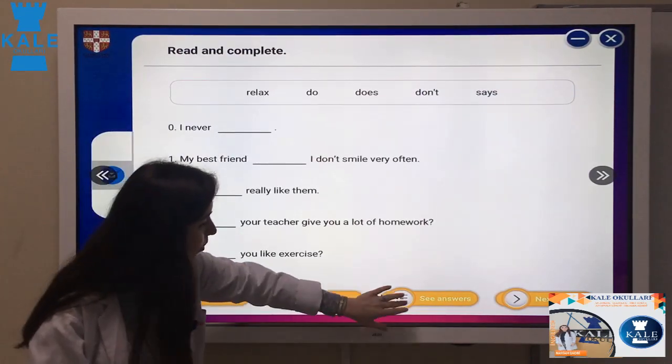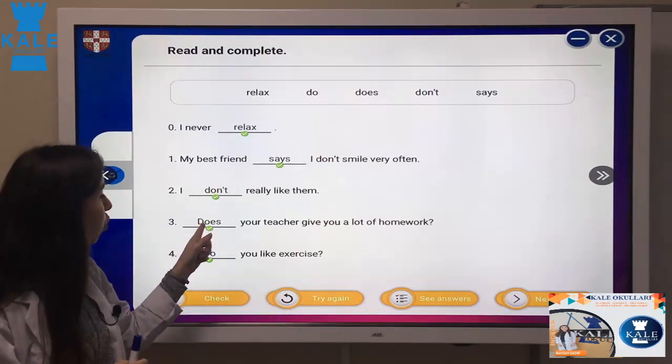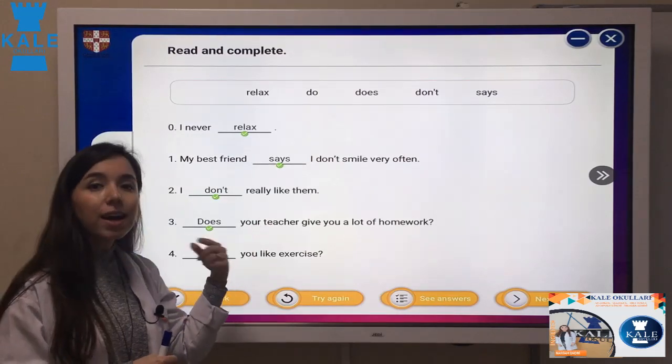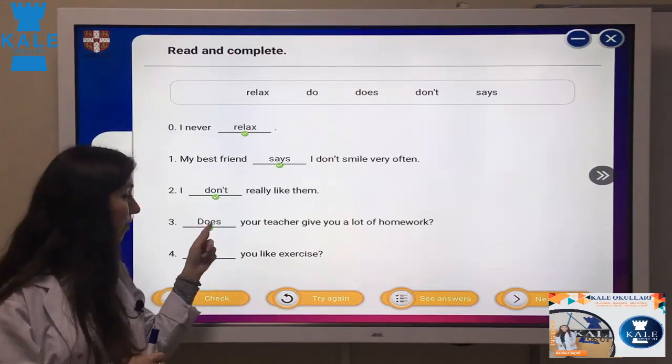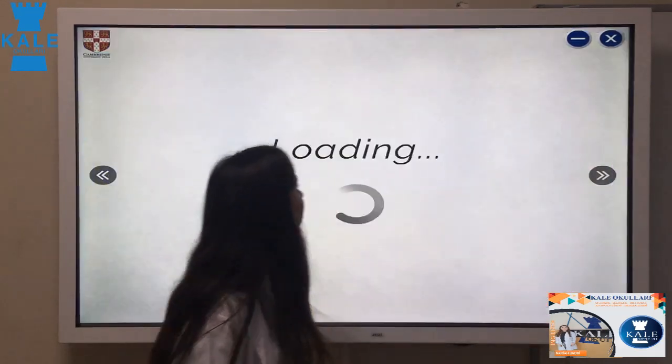So from here again, we can see the answers. As I told you, relax, says, don't, does, do. Your teacher can be he or she. Because of that, here we use does for it, not do. Okay, let's check another example.